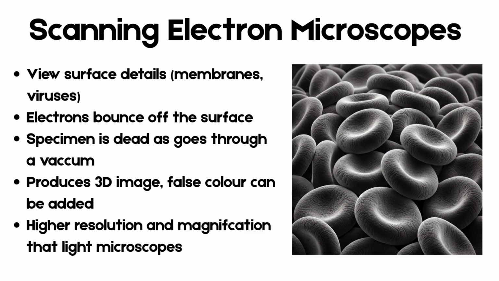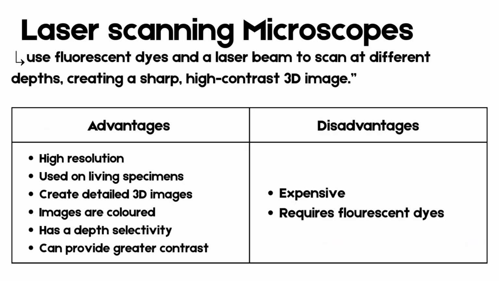But what if we wanted to study living cells in action? That's where our last type of microscope comes in. Unlike electron microscopes, laser scanning confocal microscopes can be used on living specimens. They use fluorescent dyes and a laser beam to scan at different depths, creating high-contrast 3D images.